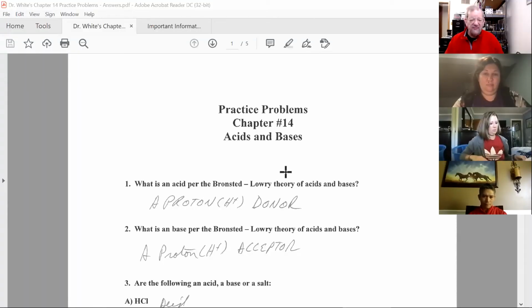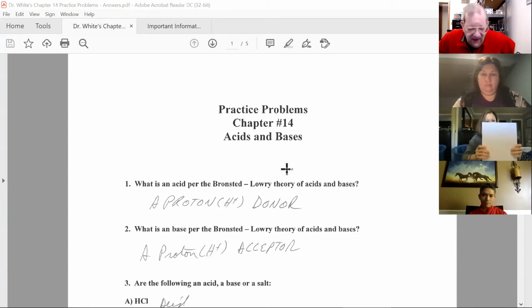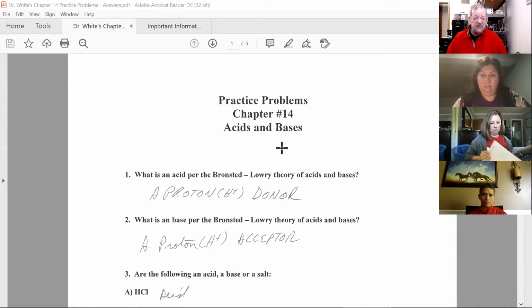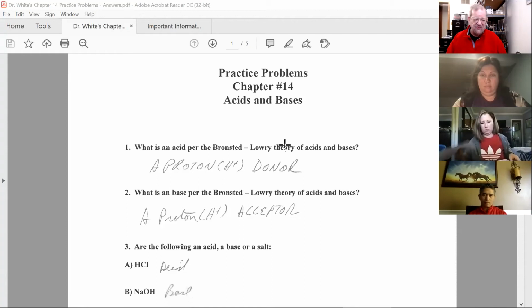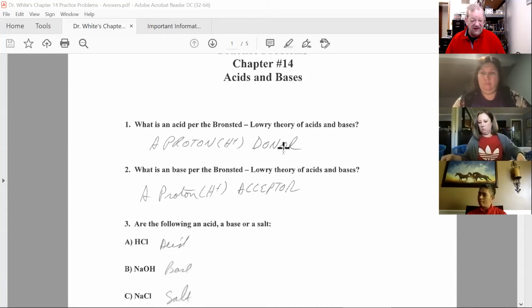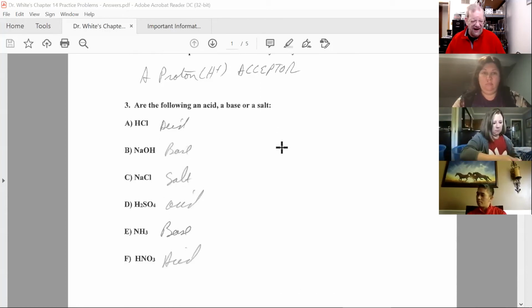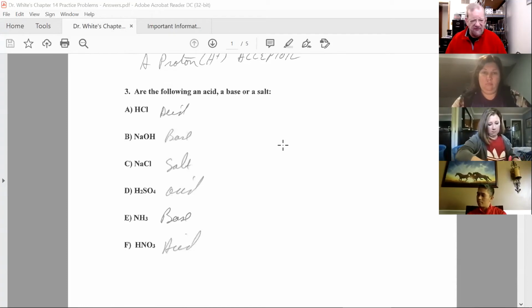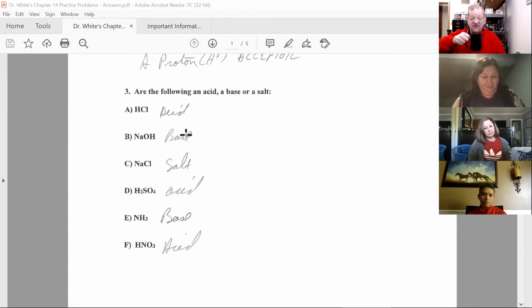All right. And let's finally go to chapter 14, which is acids and bases, actually second to finally. And here you should know, what is a Bronsted-Lowry acid? A proton donor. What is a Bronsted-Lowry base? A proton acceptor. And as I had on test number 4, you should be able to identify key acids and bases by their chemical formula: HCl, hydrochloric acid, and NaOH, sodium hydroxide.